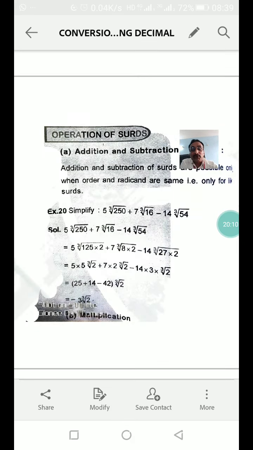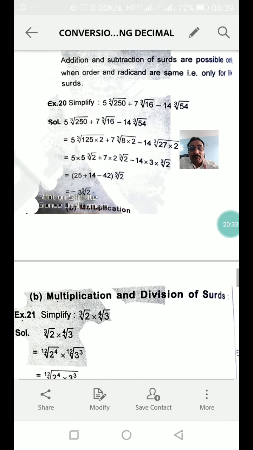Now you take the common cubic root of 2 out, and you get (25 + 14 − 40) times the cubic root of 2. 25 plus 14 is 39. 39 minus 42 is equal to minus 3. Now minus 3 times the cubic root of 2 is your answer.